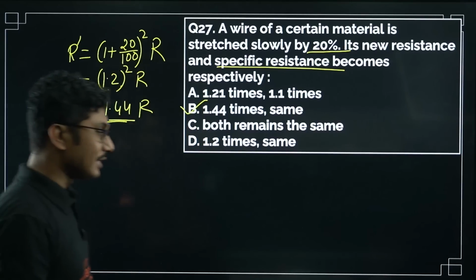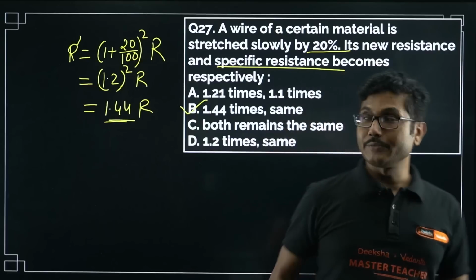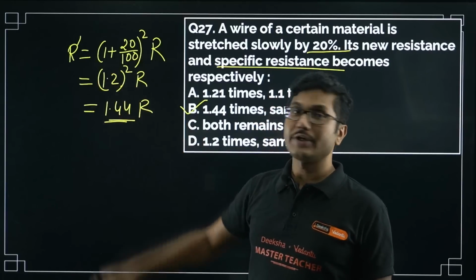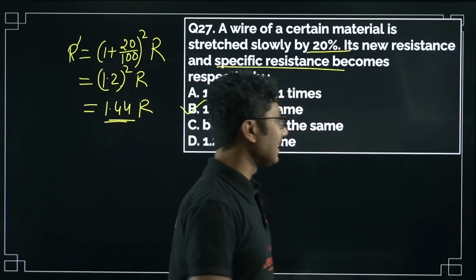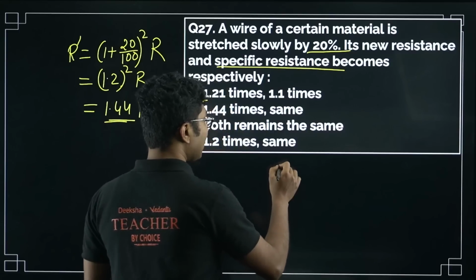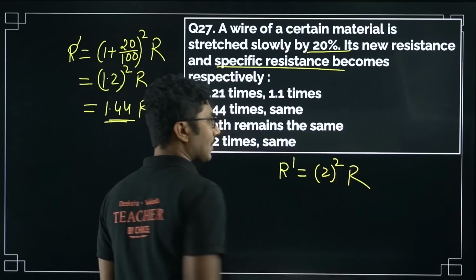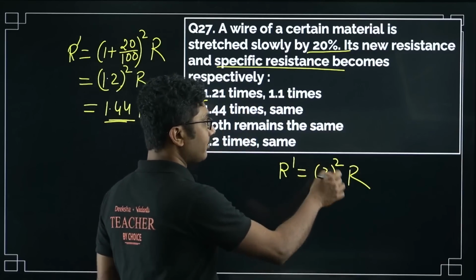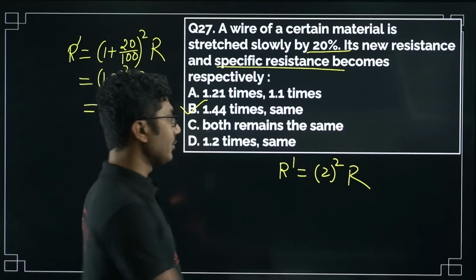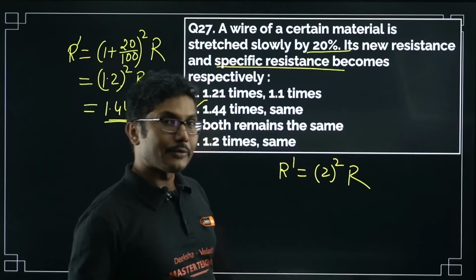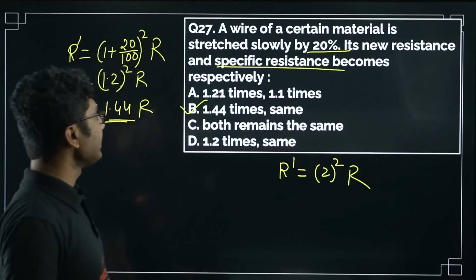Okay, as I said, if it is twice, thrice or 4 times, you can use that number directly over here. If they say the length is doubled, it means R dash equals 2 squared into R. Length is tripled, then it will be 3. Length is quadrupled, then it will be 4. Based on that, you can find how much the resistance will change.